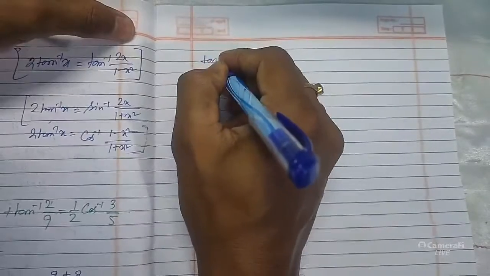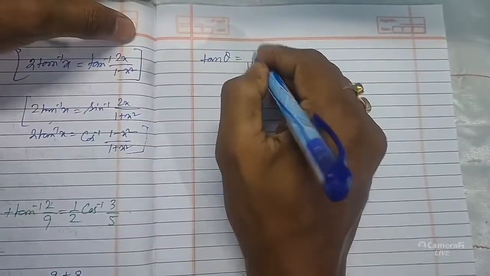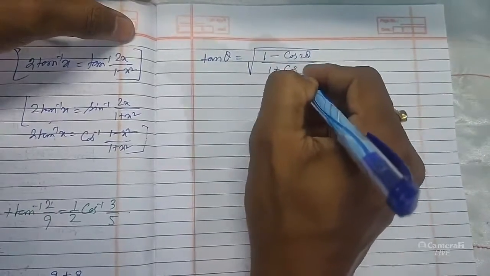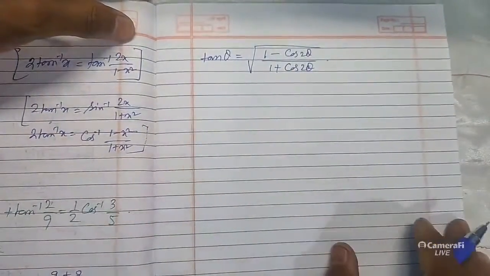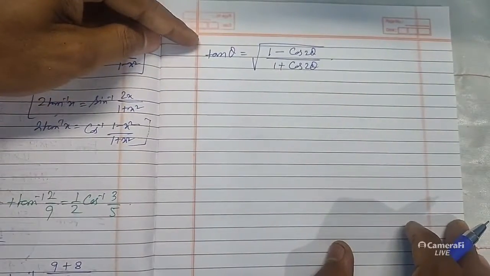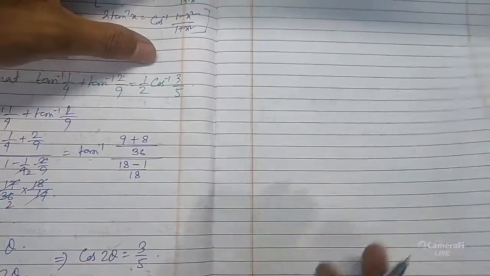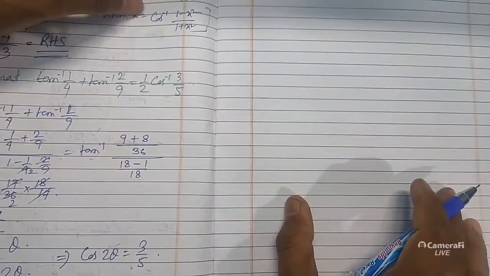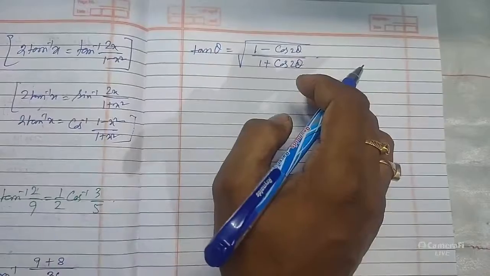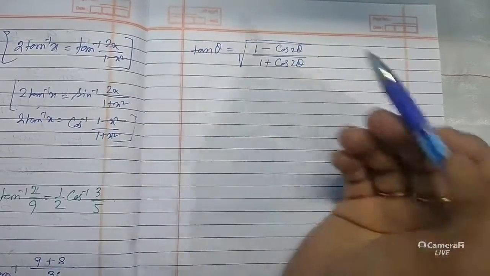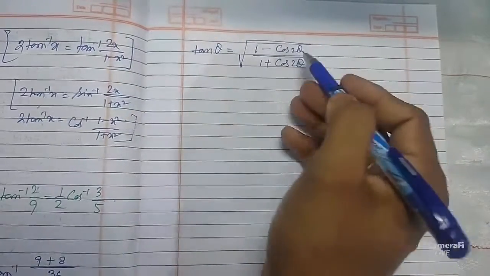We know that tan theta is equal to the square root of (1 minus cos 2 theta) by (1 plus cos 2 theta). In class 11 we have learned this formula. So this formula is very much required here, because here we know the value of cos 2 theta. This is the value. But we have to express that value in the form of tan inverse. So since we have to express it in tan inverse, that's why we have to express cos 2 theta in form of tan, or tan theta in form of cos 2 theta.